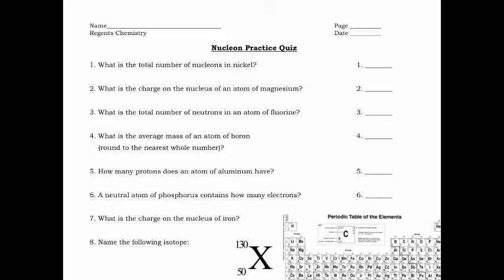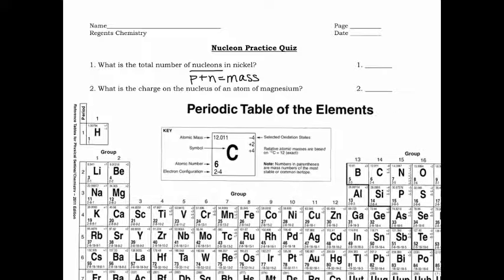Before we even look at the periodic table, let's make sure we know what nucleons are. Nucleons are the particles in the nucleus. Those are the protons and the neutrons. The protons and the neutrons are the only things in the atom that have measurable mass. So if you just take your mass and round it to a whole number, you should be able to get the number of nucleons. So let's look at our periodic table and find nickel.